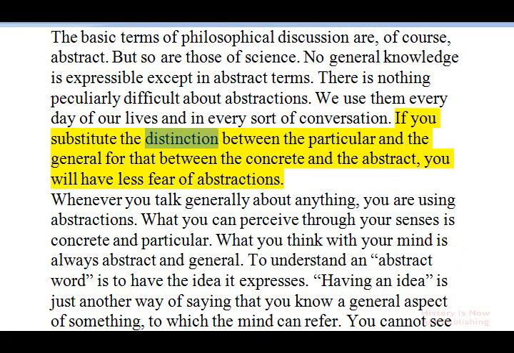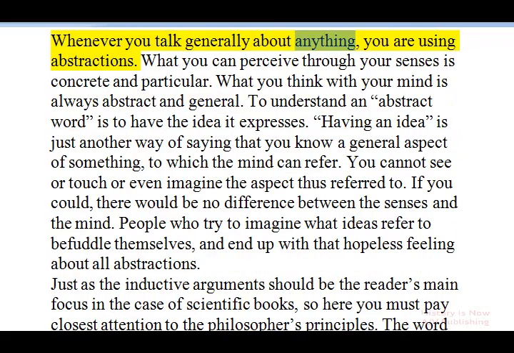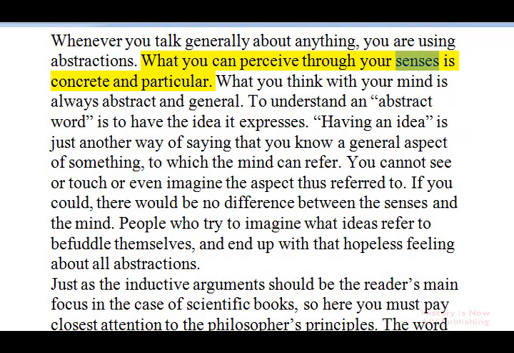If you substitute the distinction between the particular and the general for that between the concrete and the abstract, you will have less fear of abstractions. Whenever you talk generally about anything, you are using abstractions. What you can perceive through your senses is concrete and particular. What you think with your mind is always abstract and general.